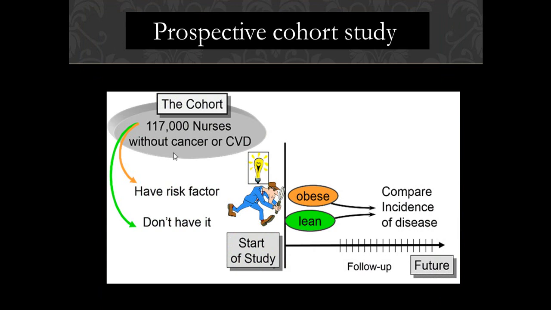Here, 117,000 nurses were checked for evidence of disease. They had no disease till now, no cancer and no cardiovascular disease. They checked risk factors and divided them into two groups, one that has the risk factor and the other that doesn't. And here the researcher starts the study from the normal population group. They are normal, they didn't have the disease yet, but they are exposed to the risk factor.